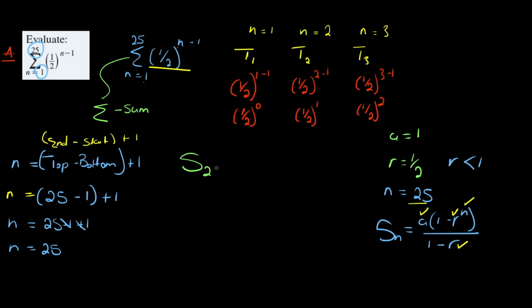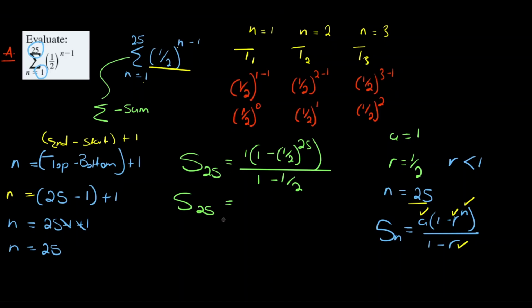So the sum of 25 terms equals, our a value is 1 minus a half to the power of 25, those brackets all divided by 1 minus a half. So the sum of 25 terms will be equal to, grab your calculator and punch all these values in. It'll be 1 minus a half, 1 over 2 to the power of 25, divided by 1 minus half.